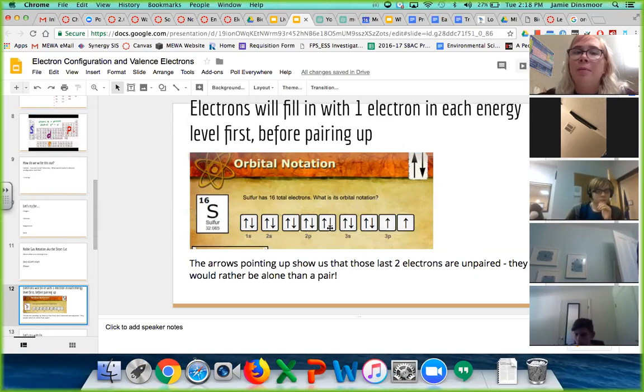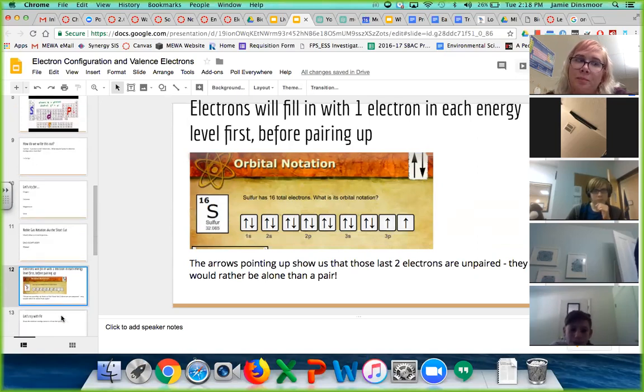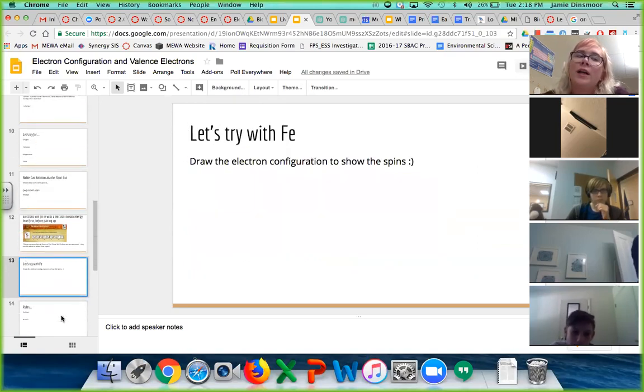Remember, electrons will not pair up unless they have to. So notice in 3p, if you have 4 electrons, they do not pair up into 2 groups, right? These 2 will stay by themselves because they can. So electrons will only pair up when they have to. Okay, but that's a way that you will see this written out in the curriculum. We're not going to try that.